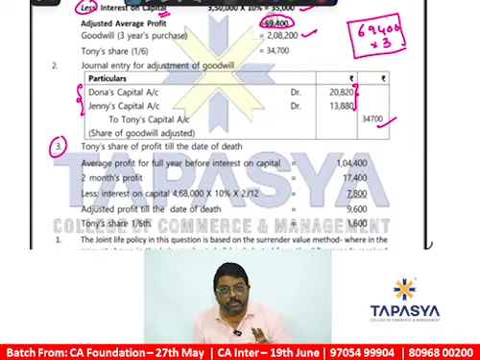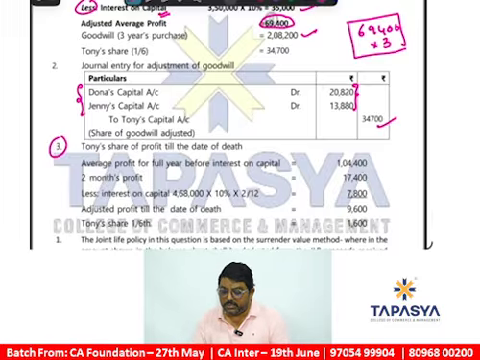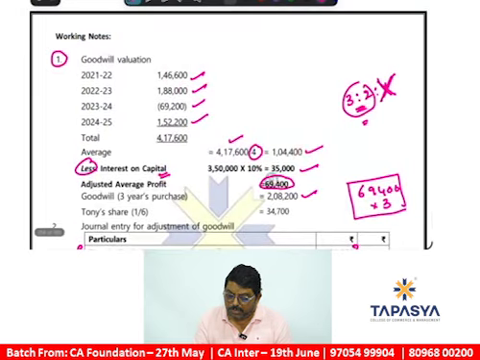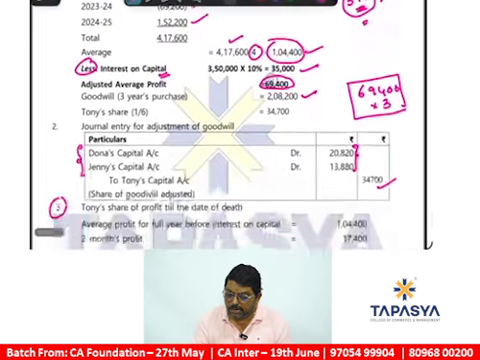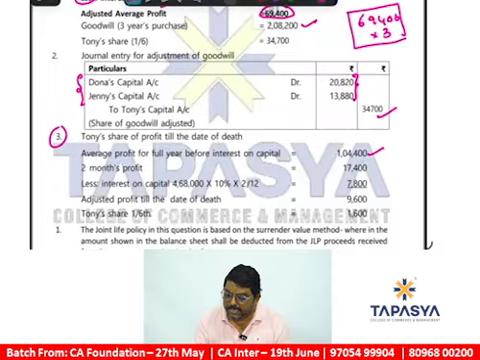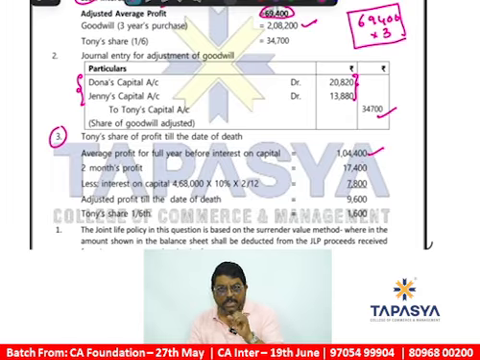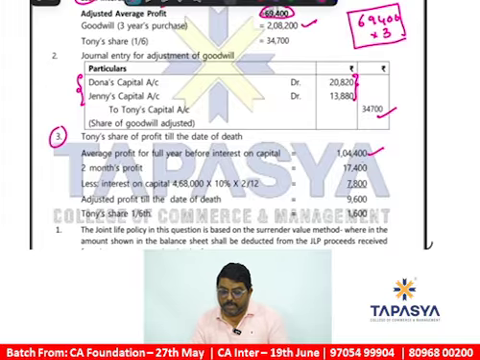Next, share of profit for 2 months. So how can it be given? This is also given based on the average profits of the last 4 years. Already we know the average profits of the last 4 years is 1,04,400 rupees, so write it. This is the average profit for a complete year and before charging interest on capital. Okay. So average profit before interest on capital is 1,04,400.